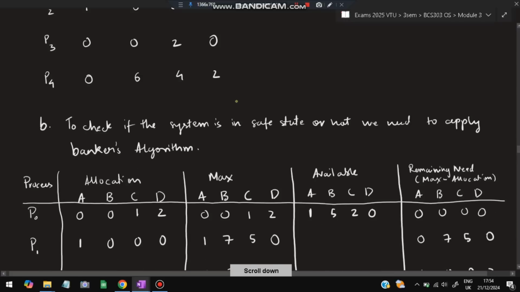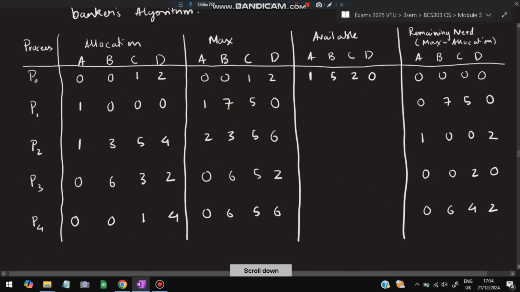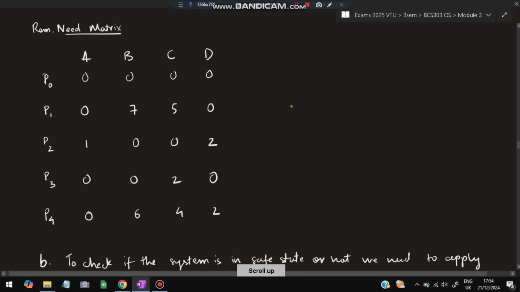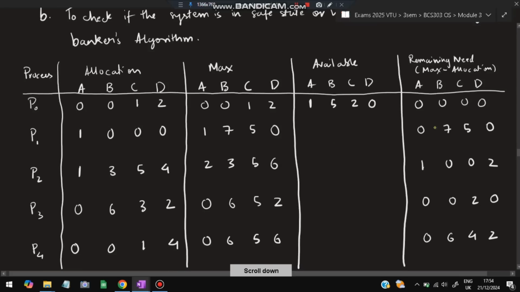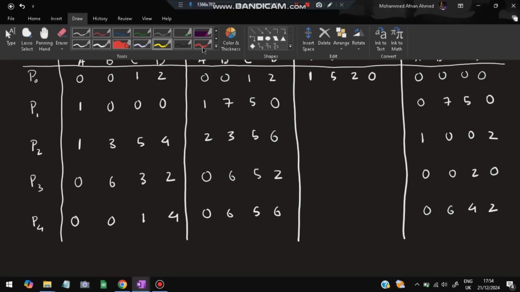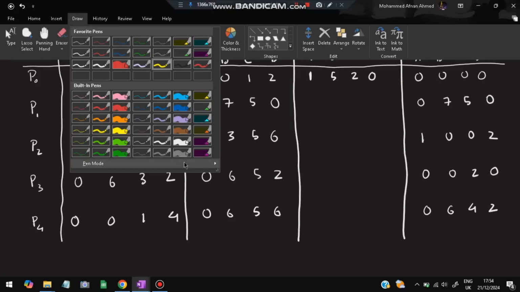For that you need to remember a few things. Make the same table again in your answer sheet: the allocation table, the max table which is given in the question, and also the available which they had given in the question. Write this also, and the remaining need matrix which you just calculated, just copy it here. So we have this table ready with us. Now how do we use the Banker's algorithm? Let's understand it step by step.